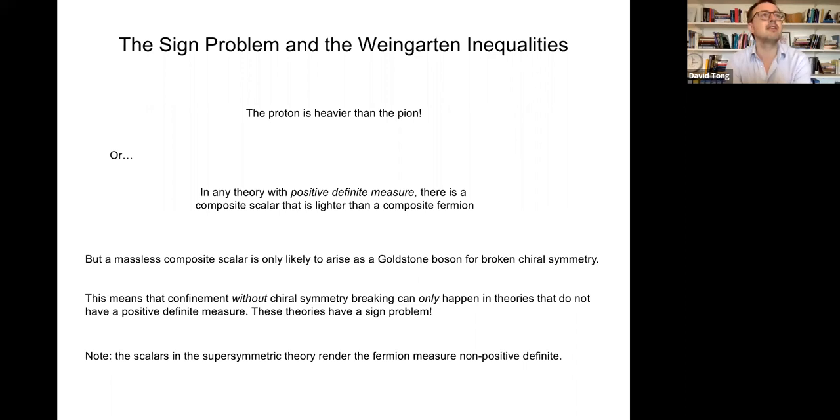And the Vafa-Witten theorems show things like parity cannot be spontaneously broken in a quantum field theory. That's one of their results. And they're very powerful because they assume very little about the quantum field theory. All they assume is that the measure of the quantum field theory is positive definite. That means, in particular, that when you integrate out the fermions, you get a determinant of the Dirac operator, and the determinant of the Dirac operator should be positive definite. It's the only thing they assume.